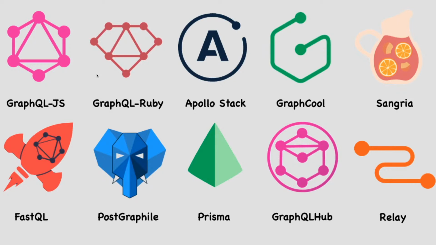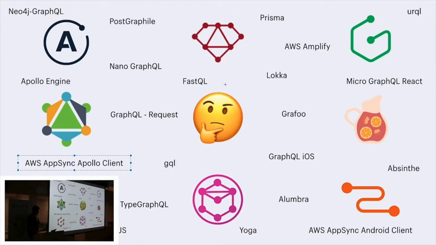We have Neo4j GraphQL talking to Neo4j for the GraphQL queries. Yoga is a library which helps us build a GraphQL server, and there are AppSync and Apollo client for AWS and all these things. So this playlist is primarily going to talk about the GraphQL libraries, GraphQL ecosystem, GraphQL client, GraphQL server, and what different libraries you can use to build your GraphQL application.